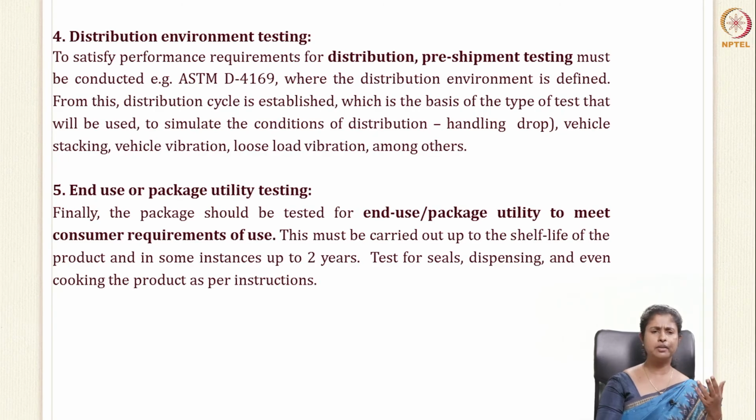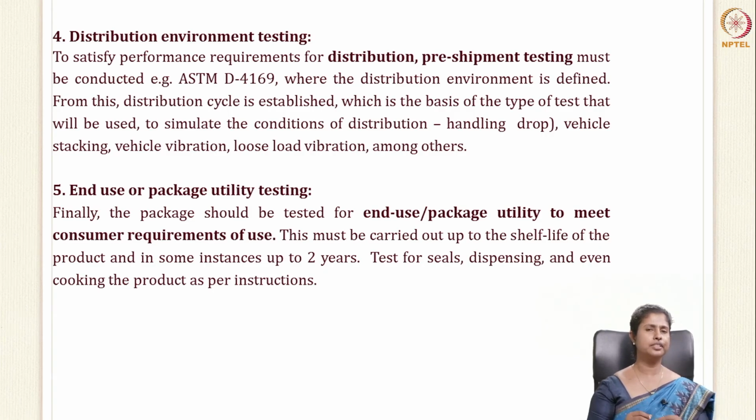Now, distribution environments testing, you will check according to the ASTM, American Standard for Testing and Materials, D4169, which actually details the different environment tests that need to be done. And once you have established that distribution cycle, what is the cycle through which it is going through, you will do accordingly the different tests. For example, drop test or the impact test or the handling, loose vibration test. These may be done accordingly. The last one is the end use packaging utility test.